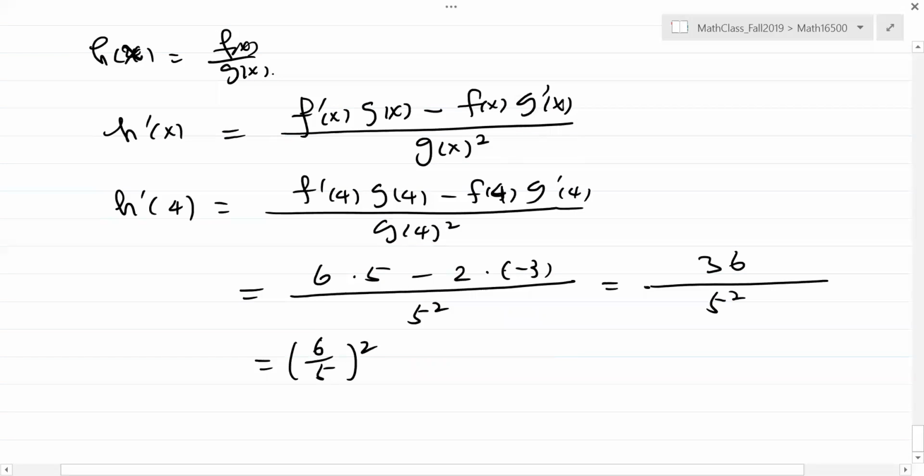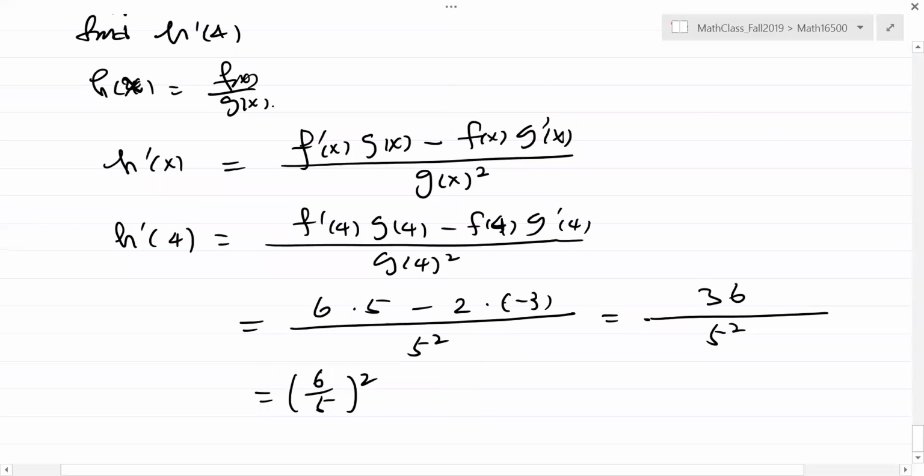So when it comes to 6 multiplied by 5 and then negative 2 multiplied by negative 3. Yeah, that would be 6. So 5 times 6, 30, plus 6, 36.